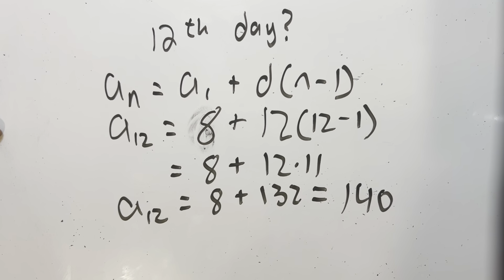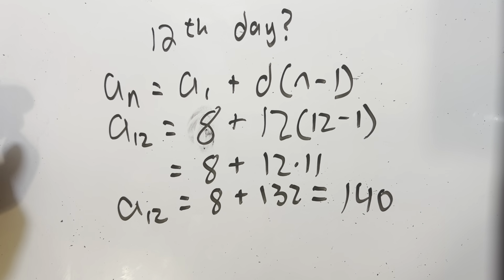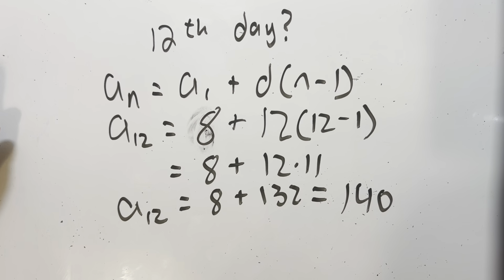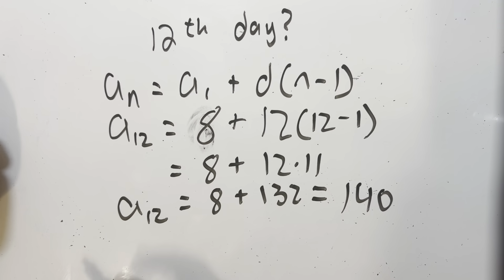So he's traveling a lot on the 12th day, right? His first day he traveled 8 miles. Second day he traveled 20 miles. Third day 32. On the 12th day he traveled 140 miles. Now Gandalf is a wizard, so this is totally possible for him. And this isn't that bad. If you're going at 70 miles per hour, which you shouldn't do because that's very high unless the speed limit allows it, it's just about 2 hours worth of travel.